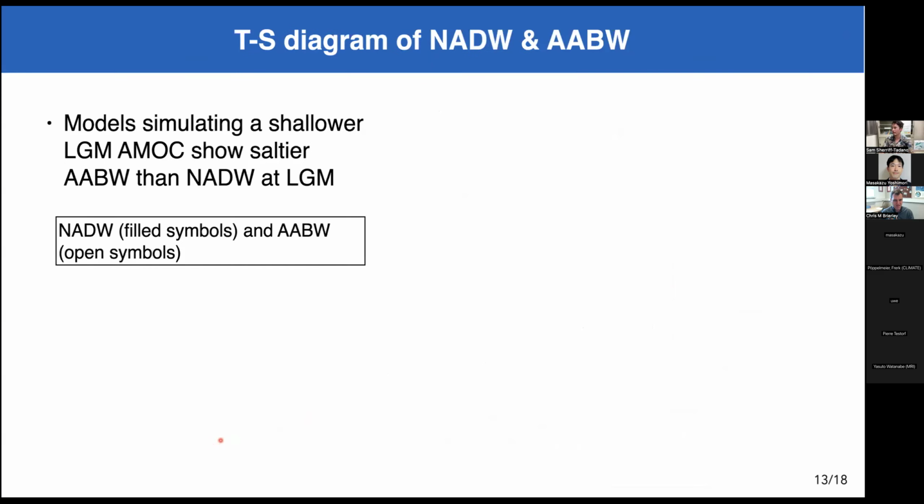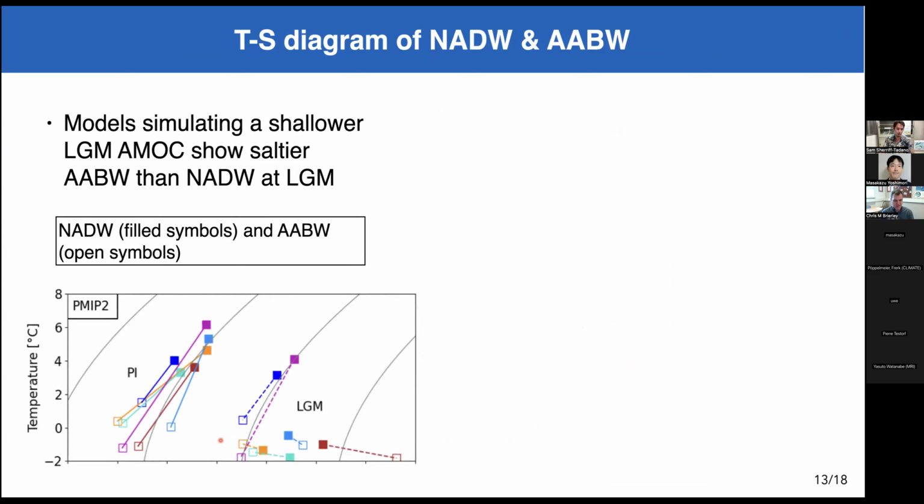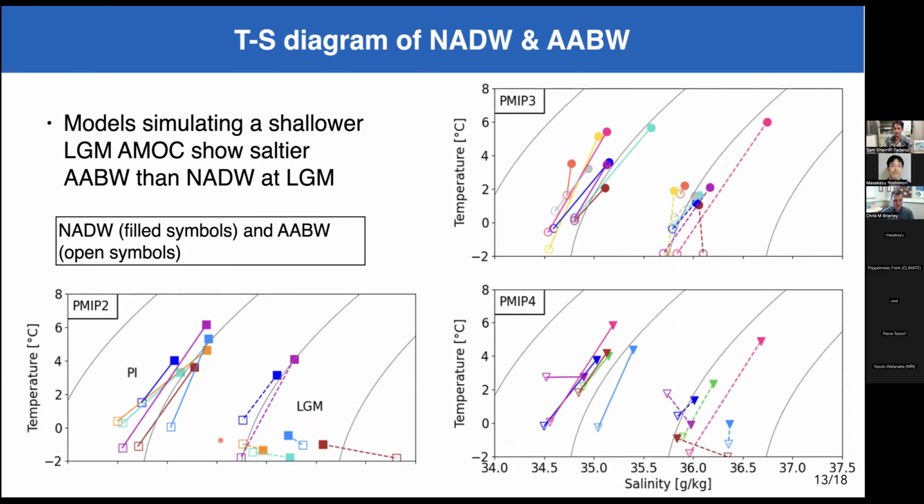So how can we get a denser ABW at the LGM? To further explore this, we conducted TS diagram analysis on NADW and ABW for PMIP2, PMIP3, and PMIP4 models. So the x-axis corresponds to salinity, y-axis corresponds to temperature, and the filled symbols are those for NADW, and the open ones are for the ABW.